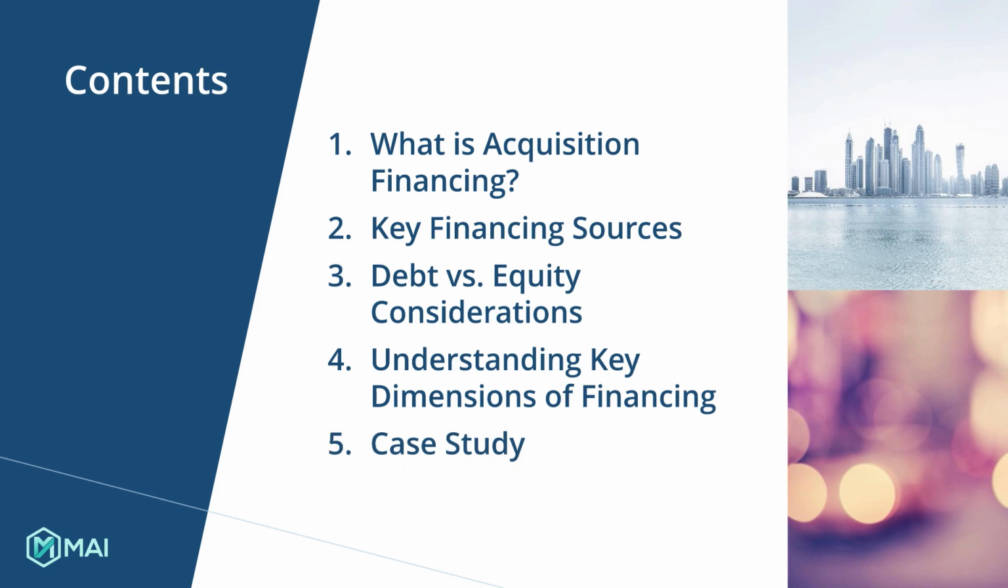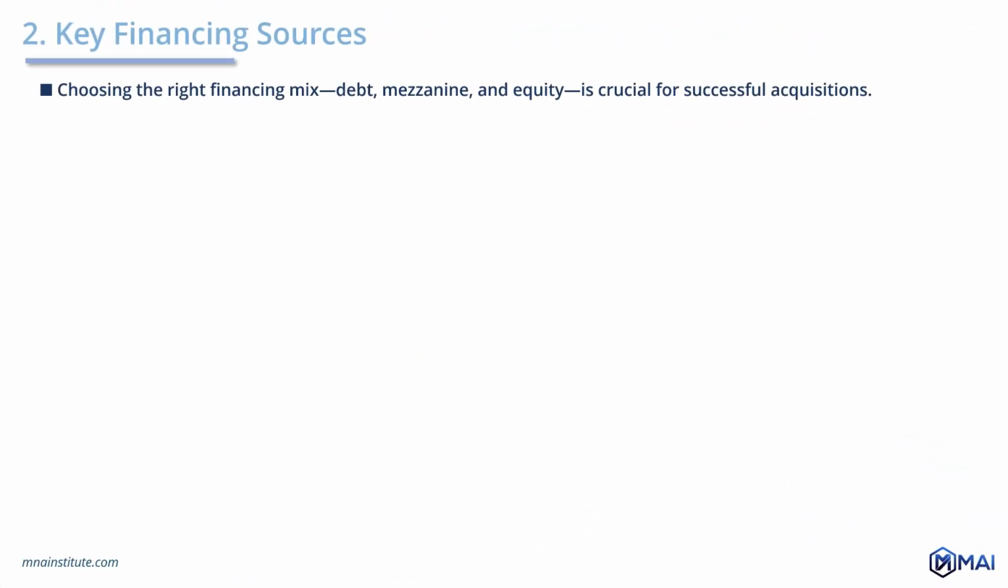5. Case study. Choosing the right mix of financing sources is fundamental to a successful acquisition. Let's break down the key options: debt, mezzanine, and equity, to understand their unique characteristics and roles in deal structures.